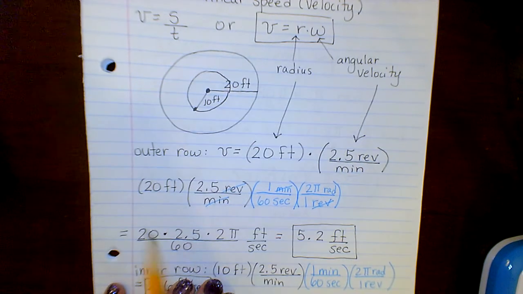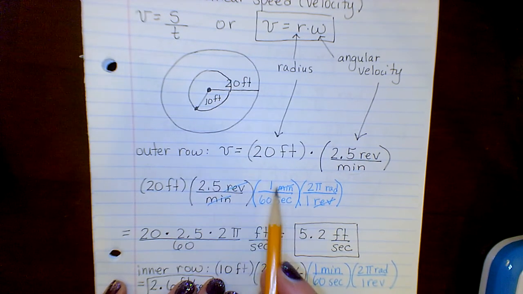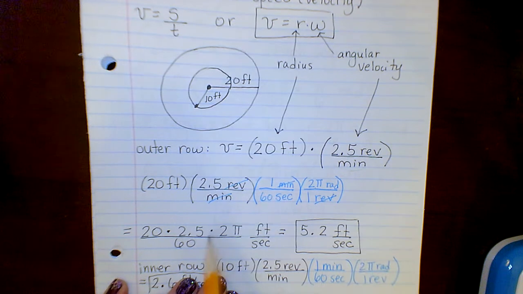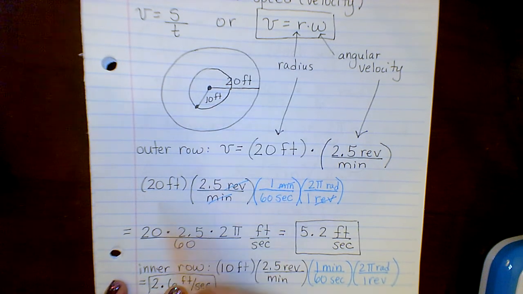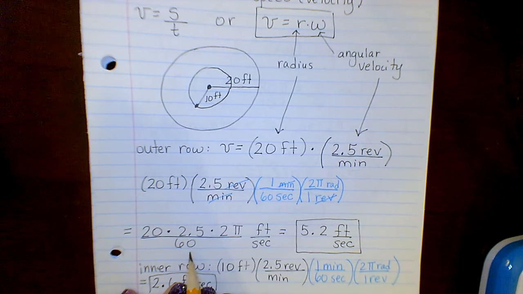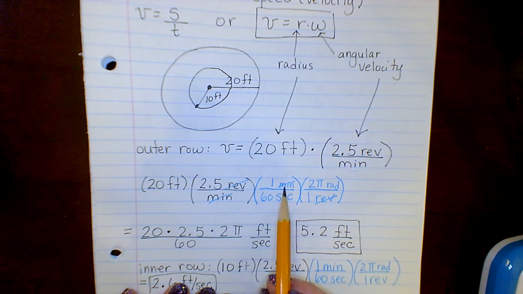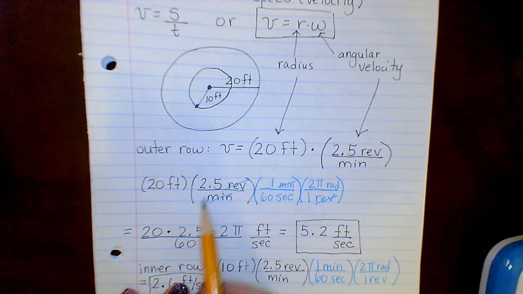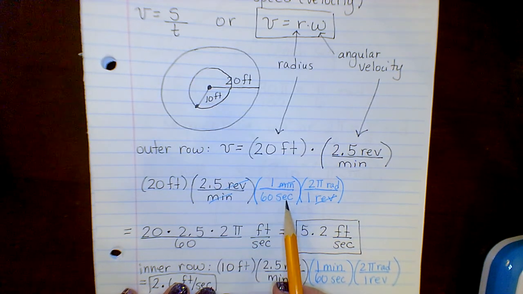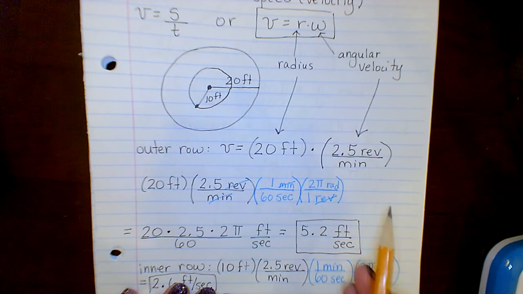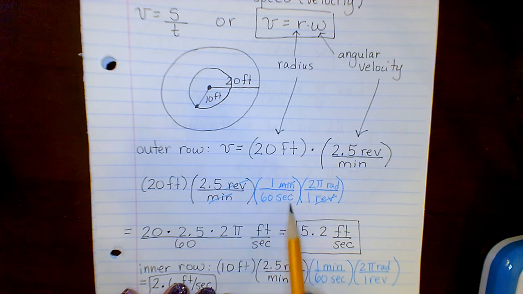So when I multiply all this out, I've got 20 times 2.5 times 1 times 2 pi. I just didn't write the 1 in there. Over 60 times 1. And my units are feet, gone, gone, invisible. Over, gone, seconds, gone. So the only units I have to write are feet over seconds, or feet per second.